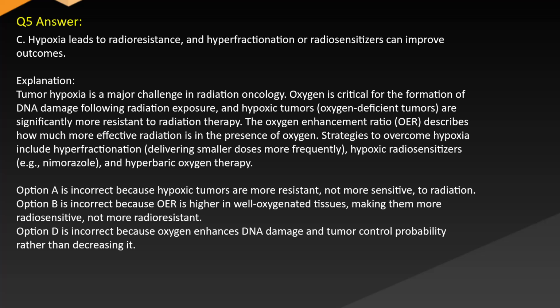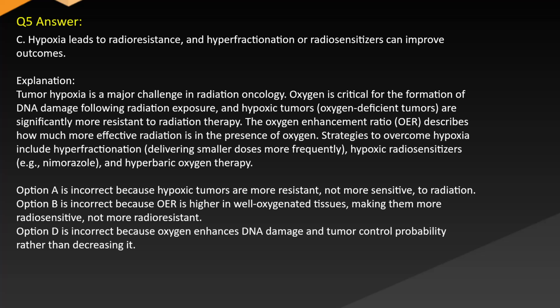Explanation. Tumor hypoxia is a major challenge in radiation oncology. Oxygen is critical for the formation of DNA damage following radiation exposure, and hypoxic tumors, oxygen-deficient tumors, are significantly more resistant to radiation therapy. The oxygen enhancement ratio, OER, describes how much more effective radiation is in the presence of oxygen. Strategies to overcome hypoxia include hyperfractionation, delivering smaller doses more frequently, hypoxic radiosensitizers, e.g., nimorazole, and hyperbaric oxygen therapy.